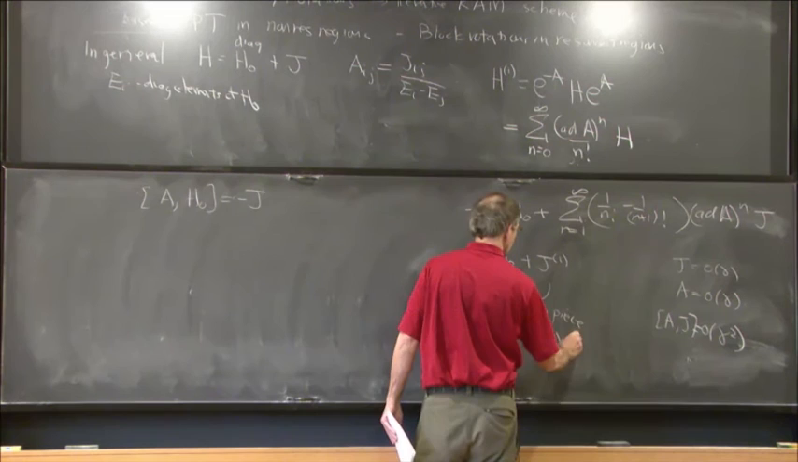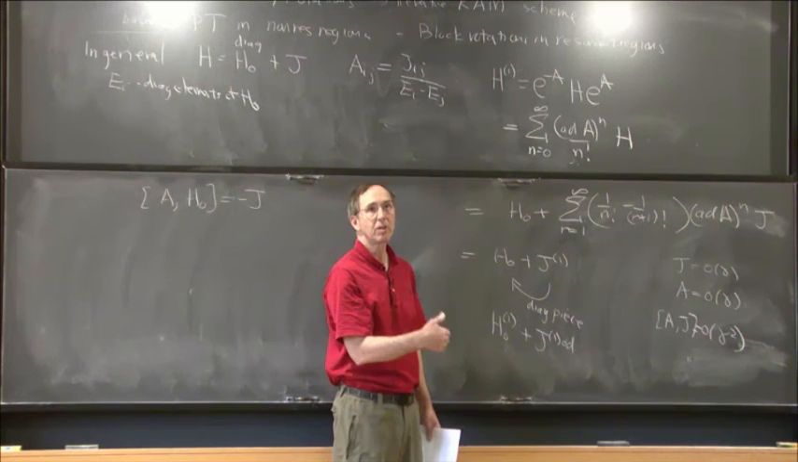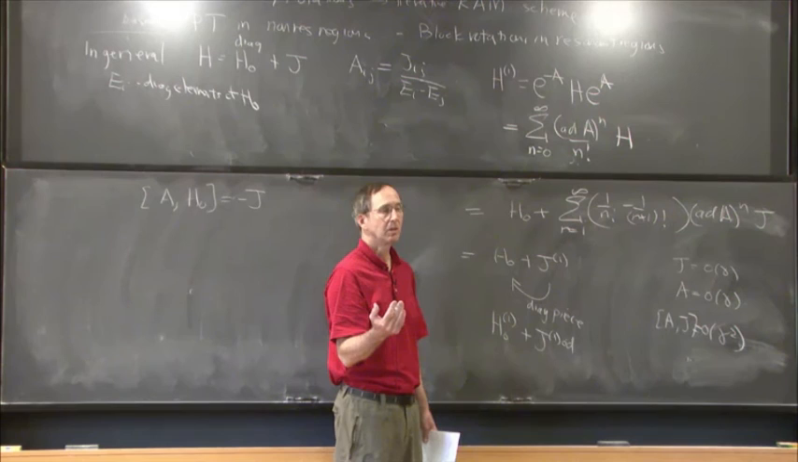Now you can repeat. And then the next time, it's going to be of order gamma to the fourth, and then gamma to the eighth. So you get this rapid convergence of the procedure, similar to the KAM.